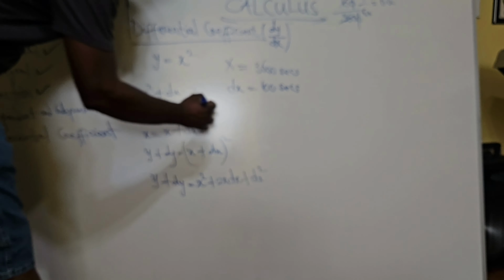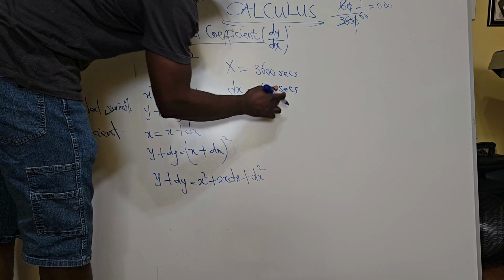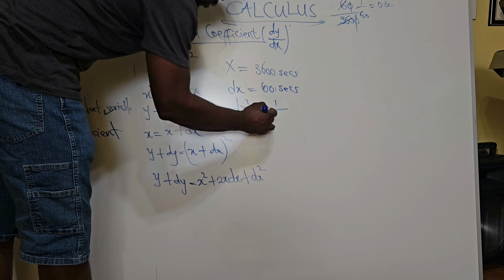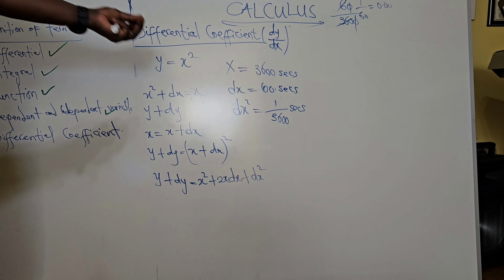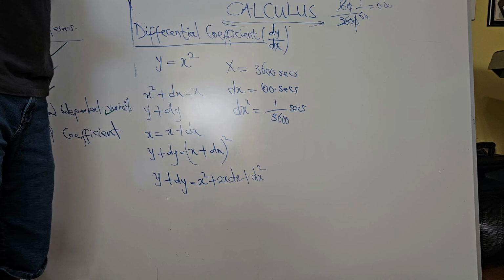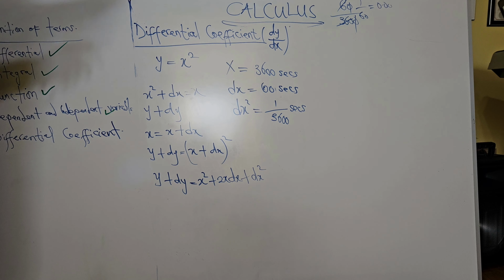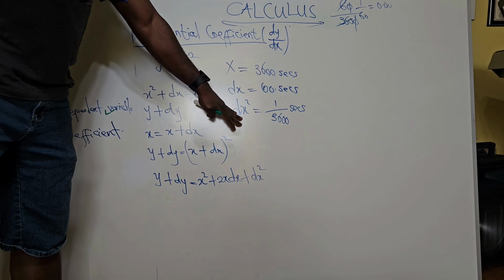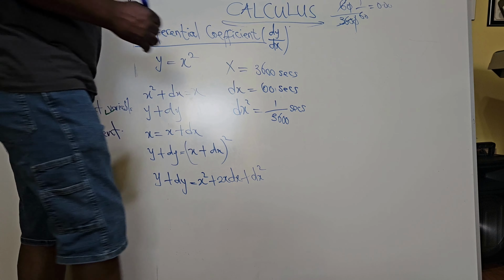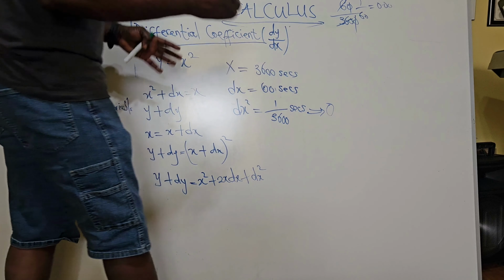The second order means you take a little bit of a little bit. So this is the first little bit, and let's say we take 1 second out of this 60. Compared to the overall, dx squared is actually 1 over 3600 seconds. That is how minute that second order differential is. If we make the calculation, it's 0.0001 second. It's very, very small. So for the purpose of this class right now, we can consider this as zero.